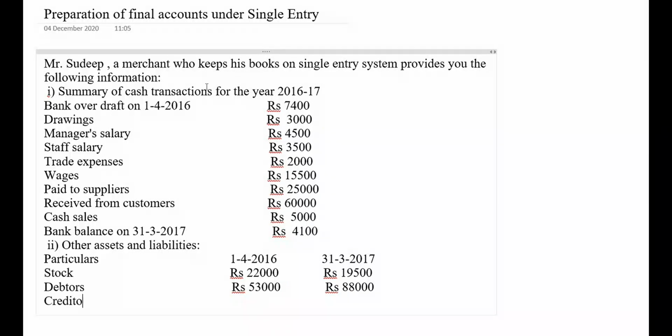Then creditors rupees 15,000, whereas the closing balance is rupees 20,000. Machinery rupees 20,000, closing also rupees 20,000. Furniture rupees 1,400, closing also rupees 1,400.